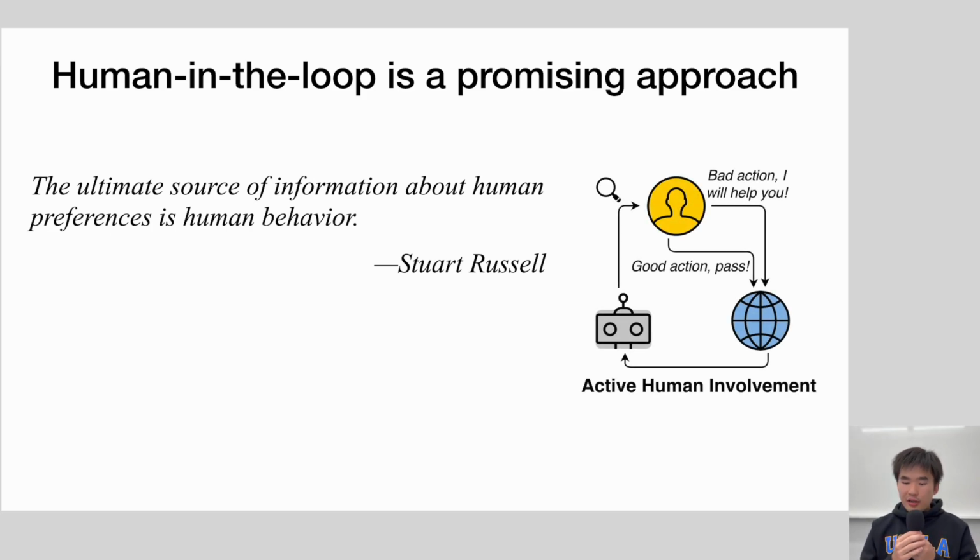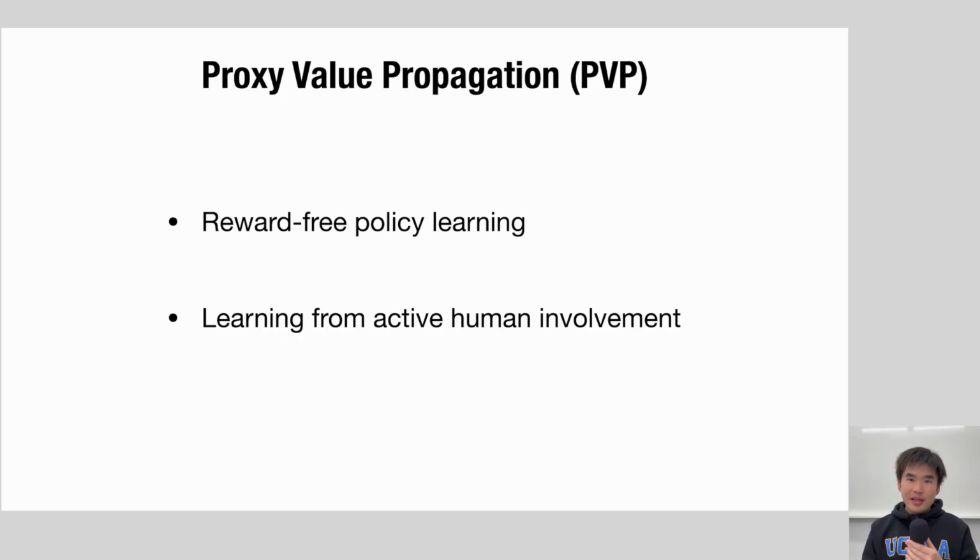So we consider the setting of active human involvement. In this setting, the human behavior is the interventions and the demonstrations. We invite a human subject into the loop between the agent and the environment. The human subject oversees the process of the agent's exploration, and can determine whether or not to intervene in the environment and provide demonstration. Adopting this setting, we propose Proxy Value Propagation, PVP, which is an efficient policy learning algorithm without reward. PVP learns from this active human involvement.